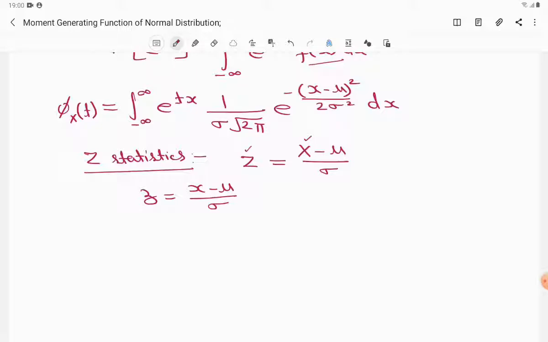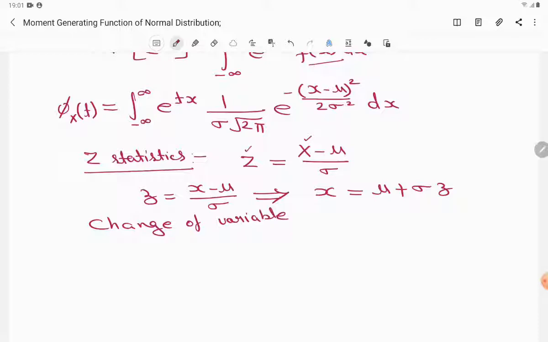So if I take z like this, and if I do a change of variables over here, then first of all I can write x is nothing but mu plus sigma z. So if I do the change of variable, then you can see that dx will be, because mu is a constant, its derivative will be 0, and over here sigma is a constant, so that will come out. So I will have something like this: dx is equal to sigma dz.